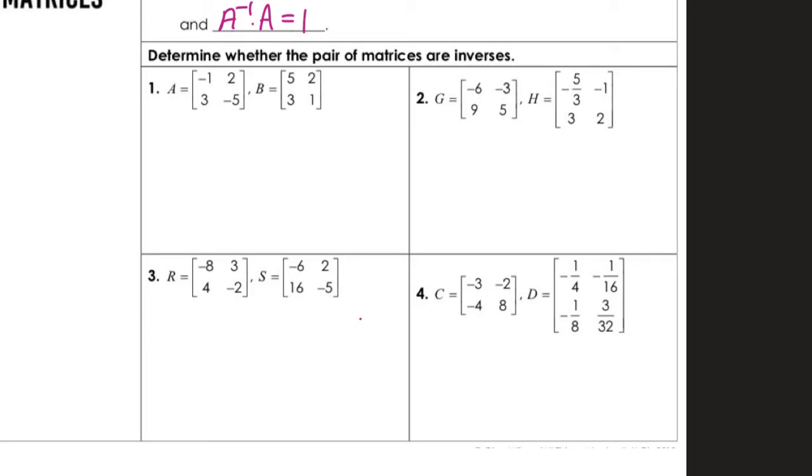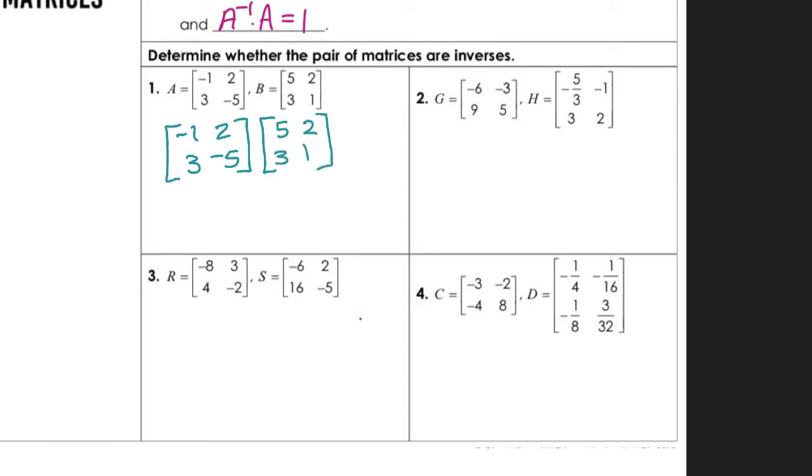All right, so let's look at number 1. They are just asking us to determine whether or not the pair of matrices are inverses of each other. So in other words, I'm going to multiply these two together, and if I get that 2 by 2 identity matrix, then I know they're inverses of each other. Remember with multiplying matrices, you take your row and multiply it to each column. We can do some mental math here to save a lot of writing.